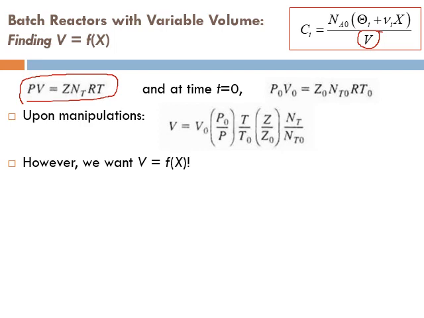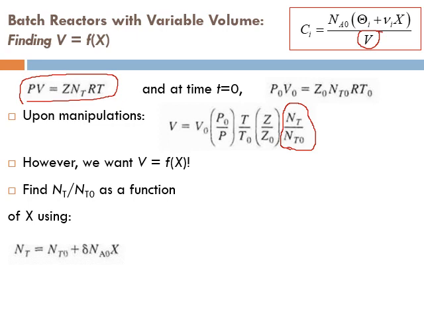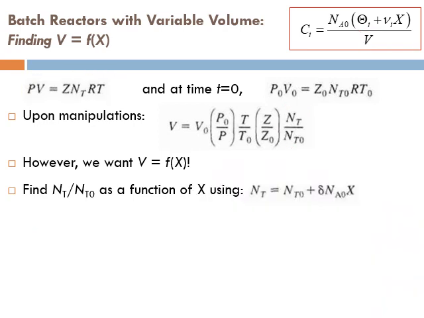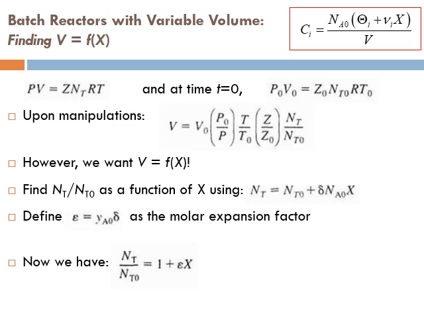However, we want V as a function of X. So where do you think that we can introduce X in this equation? Yes, correct. We can introduce X here. I'm sure that you remember the stoichiometric table. Remember the stoichiometric table here when we found N_T? So basically N_T was N_T0 plus delta times N_A0 X, correct? Here we go, I'm rewriting it again here. And if we divide by N_T0, then we get this equation.